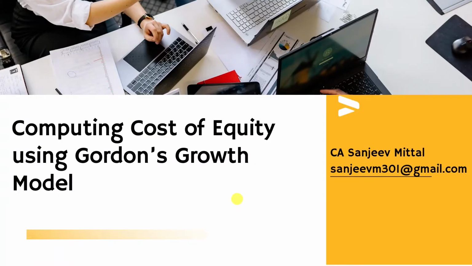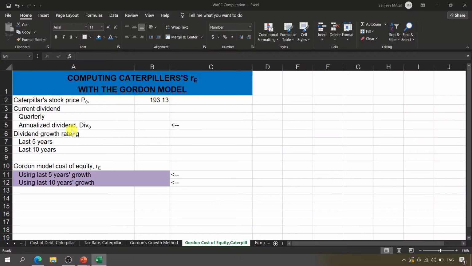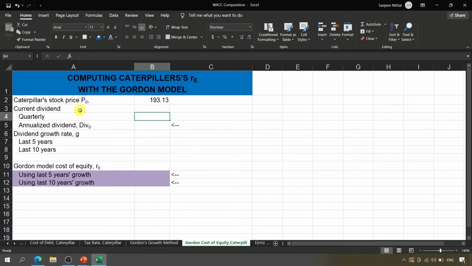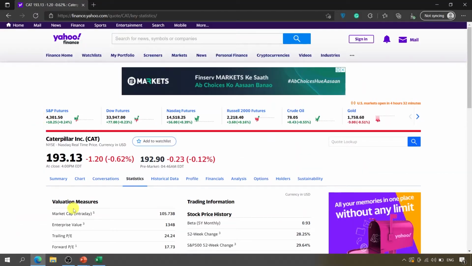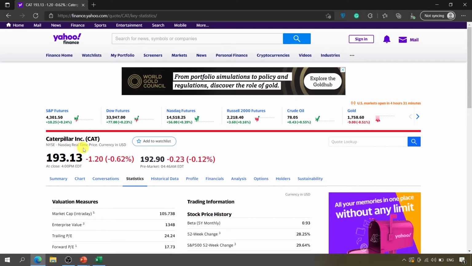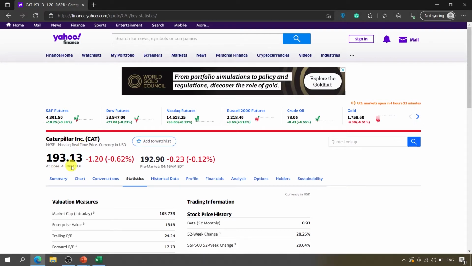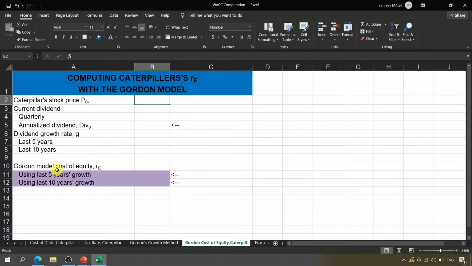Let's try to calculate the cost of equity using Gordon's growth model. For that purpose, we would need the formula specifically, as we know that cost of equity is equal to D1 upon P0 plus g. I have written the P0, that is the stock price. This stock price has been taken from Yahoo Finance, as you can see. This is Caterpillar Incorporation, and the stock price on Yahoo Finance is 193.13. So I am writing it here, 193.13.